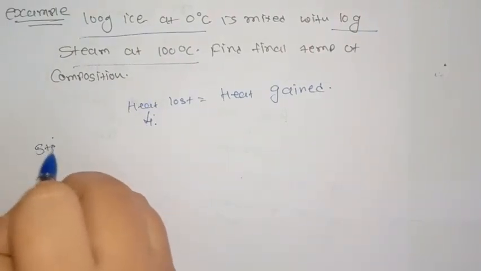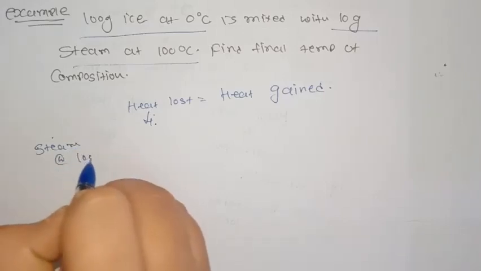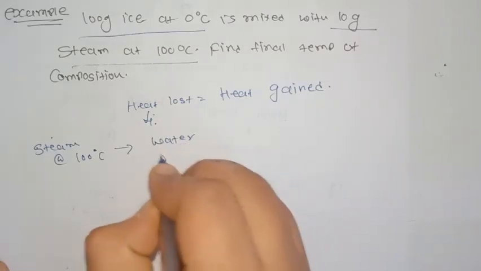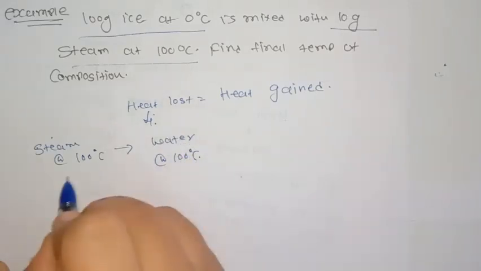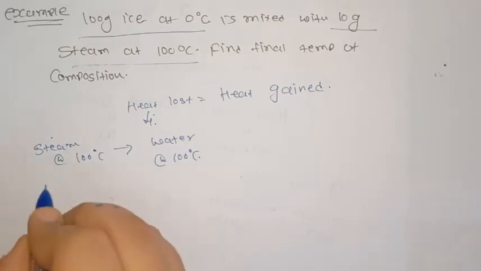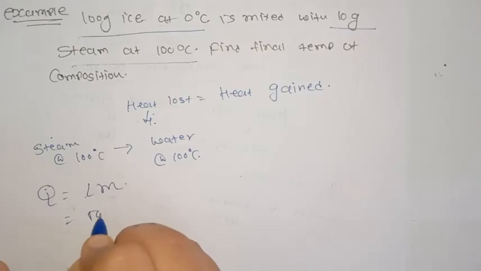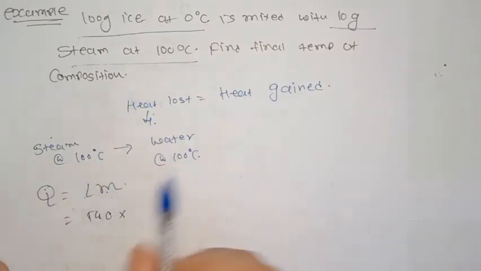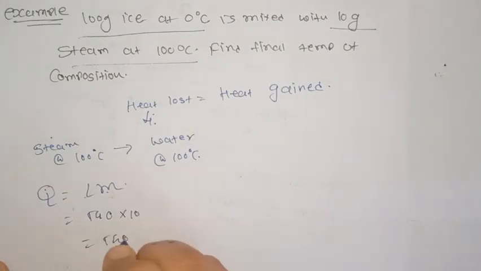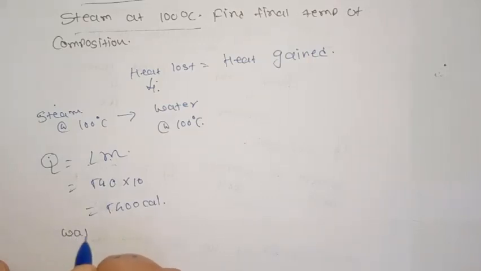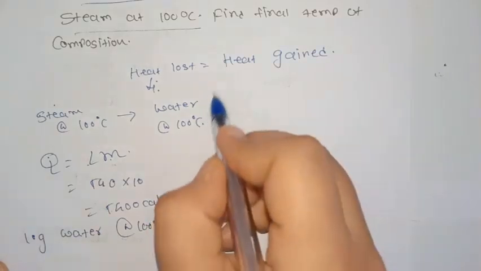The steam at 100 degrees Celsius will first be converted into water at 100 degrees Celsius. By doing so, it will release energy, that is Q is equal to L into M. The latent heat of vaporization is 540 into mass is 10 gram. So that will be 5400 calorie. After doing this, we have 10 gram water at 100 degrees Celsius.